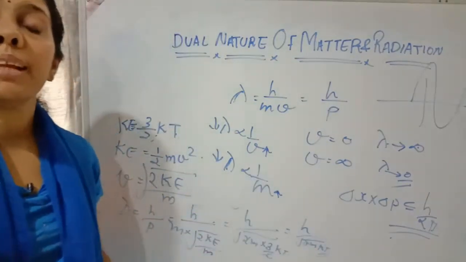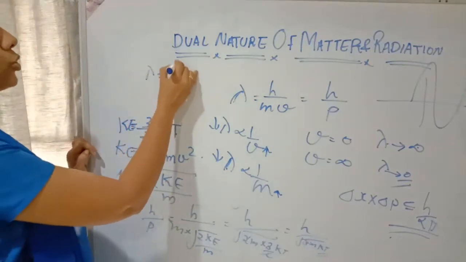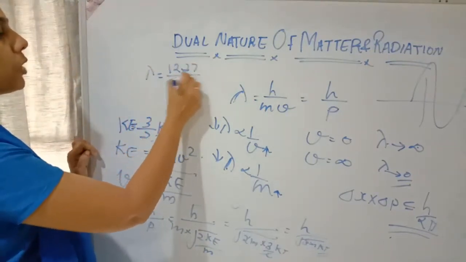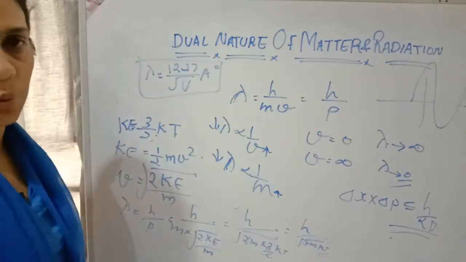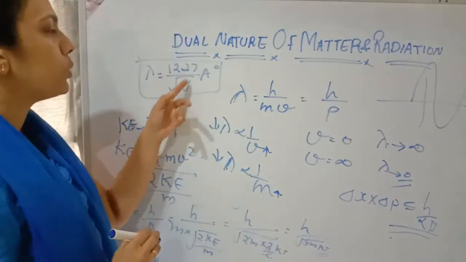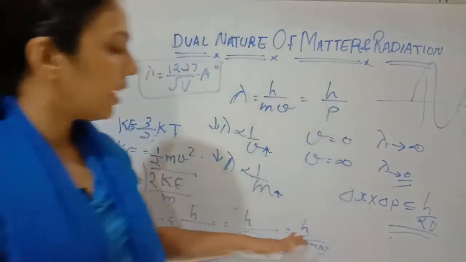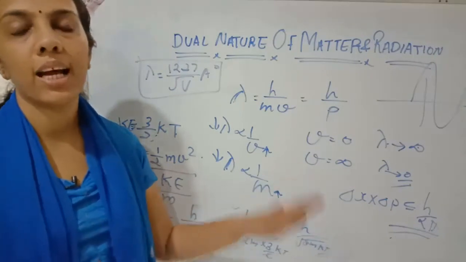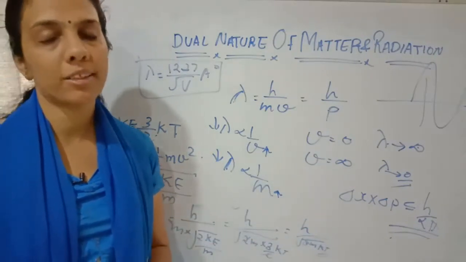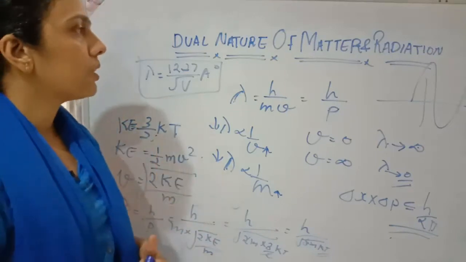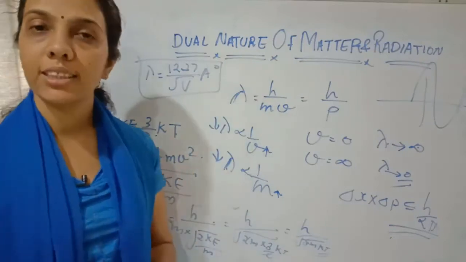And the de Broglie wavelength of an electron, as per the derivation we found, is 12.27 divided by root V angstrom. This is the de Broglie wavelength of an electron: lambda equals 12.27 divided by root V angstrom. Lambda equals h by p. In terms of temperature, lambda equals h by root 3m kT, where k is the Boltzmann constant. Okay, clear, children? So these are the theory part in dual nature of matter and radiation.